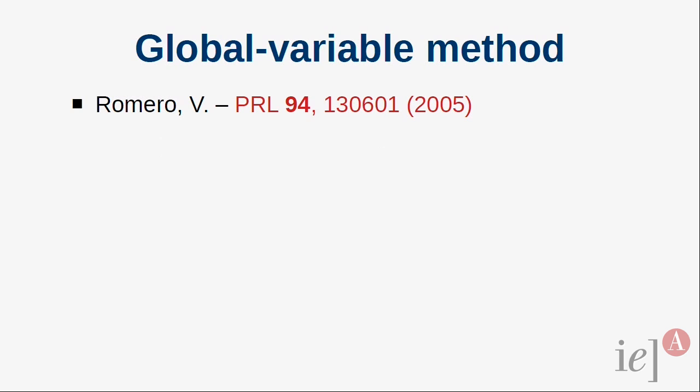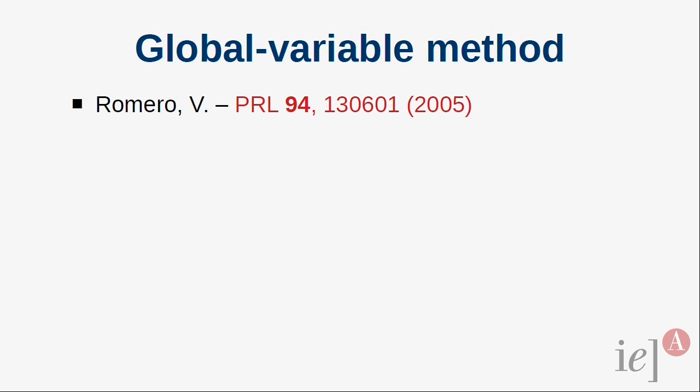So the idea of Professor Romero from Mexico in 2005, in fact, Professor Bagnato also worked with him, was the formulation of this global variable approach. The basic idea is to identify, in a non-homogeneous system, the variables that can be used for volume and pressure. They are looking for values inside a non-homogeneous system that will behave like the volume and the pressure in a homogeneous system.